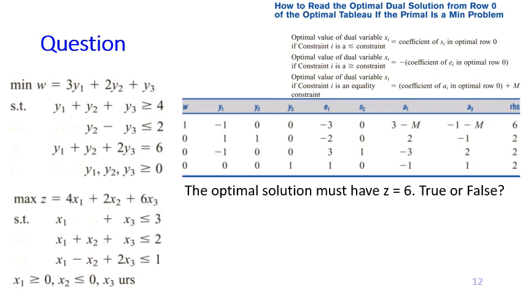Okay, so here's a question to check your understanding. Given a primal problem here, and this is the dual problem, and this is the optimal table for the primal. And then the statement says the optimal solution must have Z equals 6. So the optimal solution for the dual must have the value of Z equals 6. Is this statement true or false? I will give you the answer after the pause on the video.